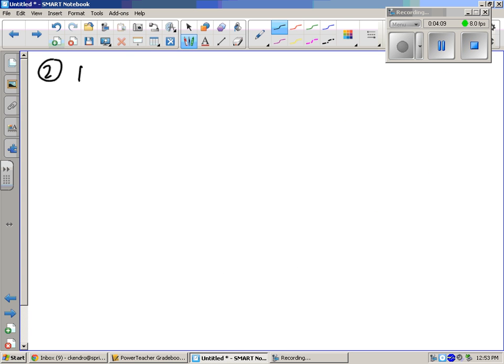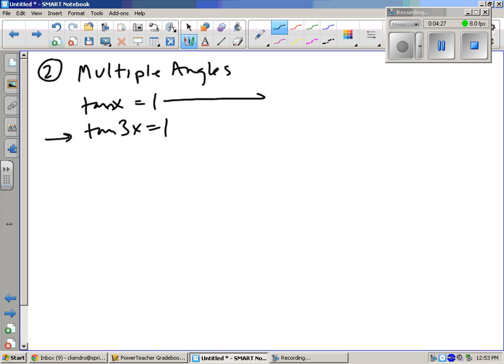is when you might have multiple angles. Now what that means is instead of tangent of x equals 1, I'm going to talk about tangent of 3x equals 1. Okay, but this is the problem, but I'm going to use this to actually solve it, and then I'm going to change my answers at the end to represent it being tripled. We're actually going to divide our answers by 3 to compensate for being tripled in the beginning.